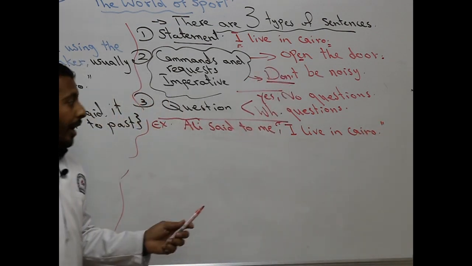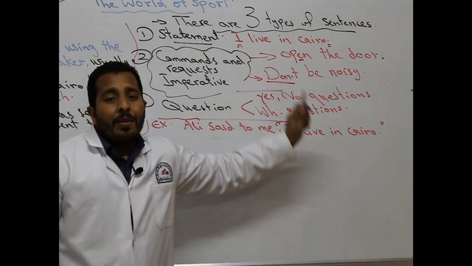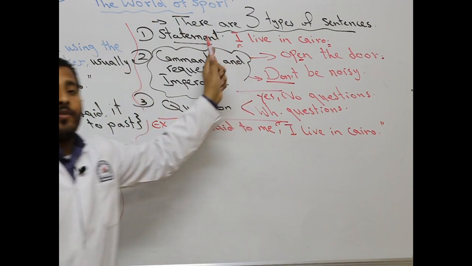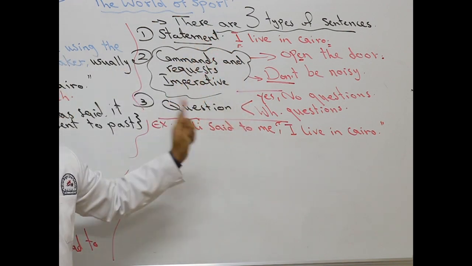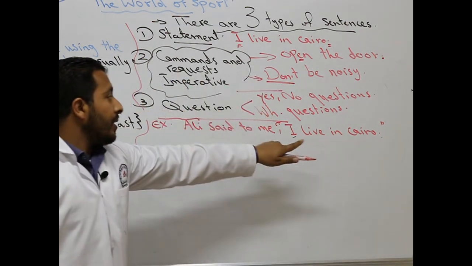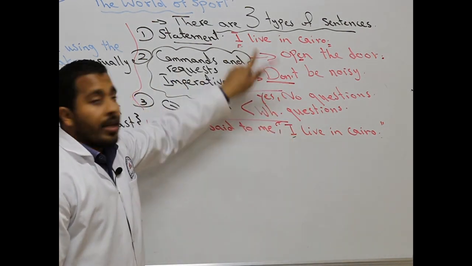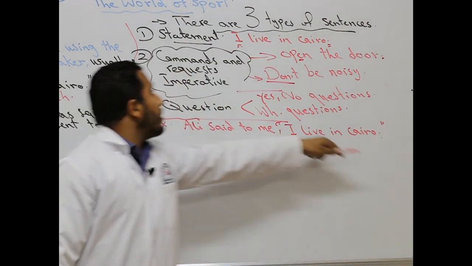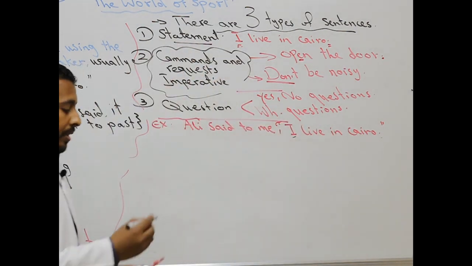First, identify the sentence. لازم أول حاجة أعرف أحدد الجملة نوع الجملة اللي أنا فيها، هل هي statement ولا imperative ولا question. Okay? I live in Cairo. This sentence starts with the subject, ends with full stop. بدأت بفاعل وآخرها full stop يبقى statement.